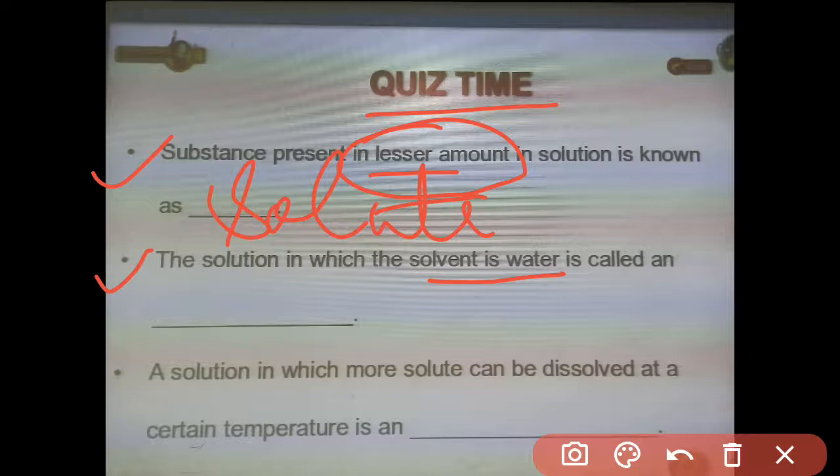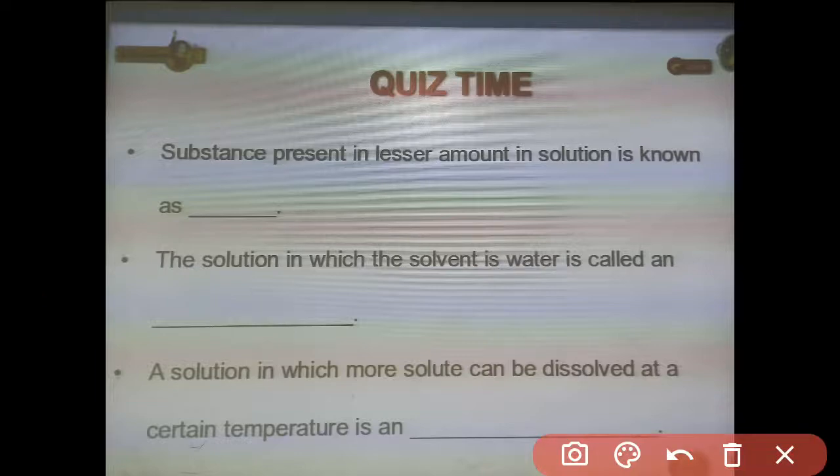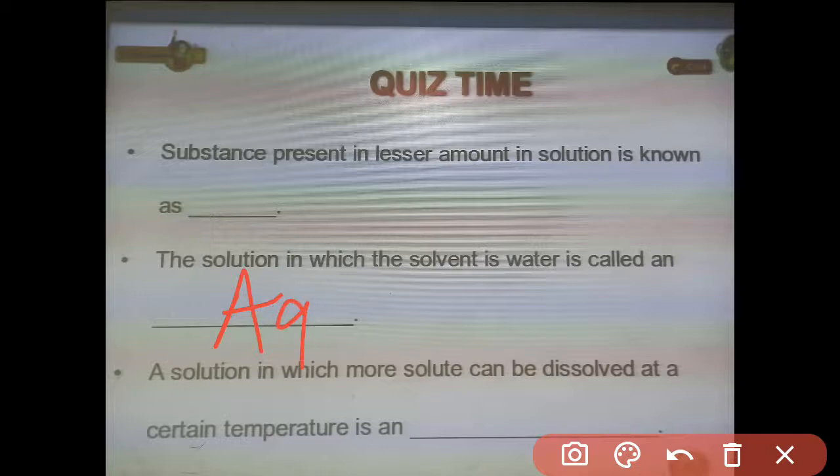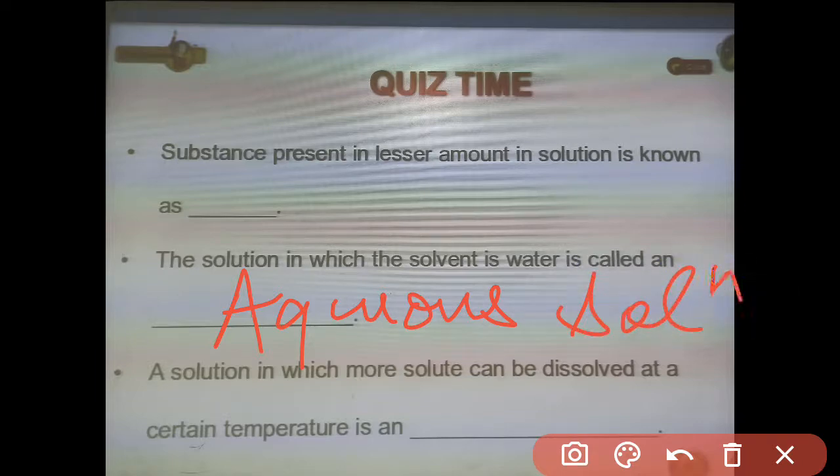Any solution, we have many types of solutions, but any solution in which the solvent is water will be known as the aqueous solution. Aqueous means water, having water. So any solution having the solvent as water will be called the aqueous solution.